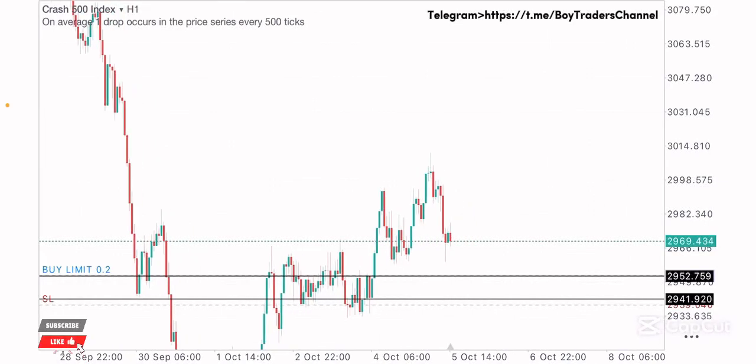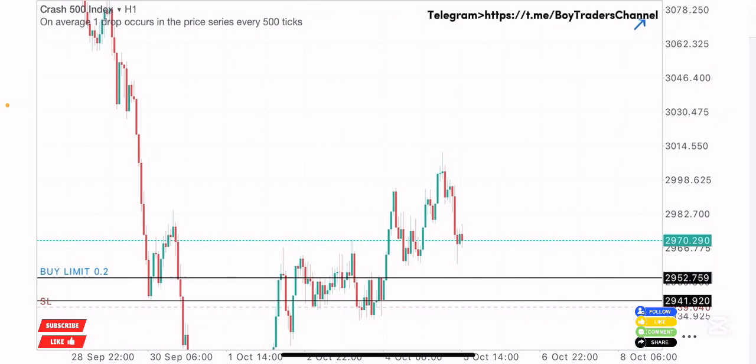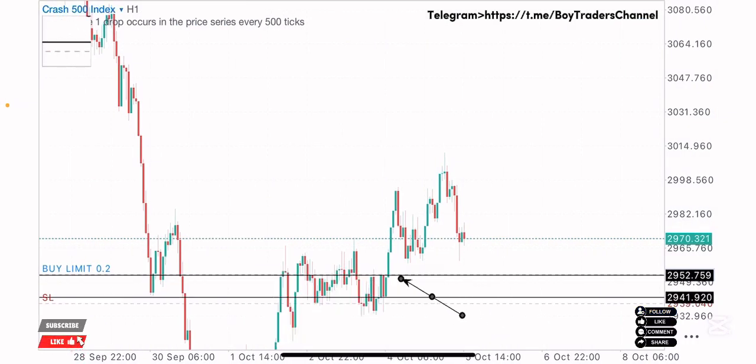A quick analysis on these three indexes that I am looking to trade in on at the start of the new week. Crash 500 index, as you can see, I got a buy limit order placed on my expected buy zone. I expect the buys on this index in the coming hours and days.